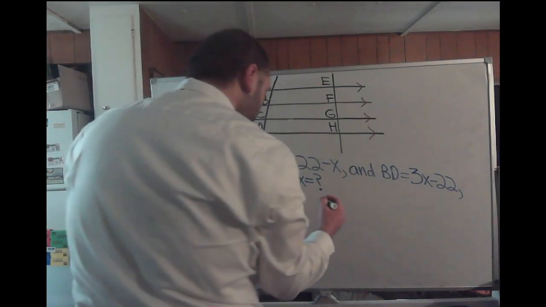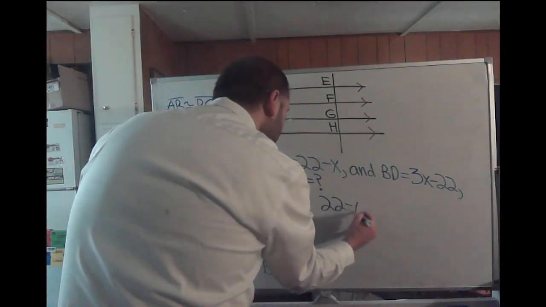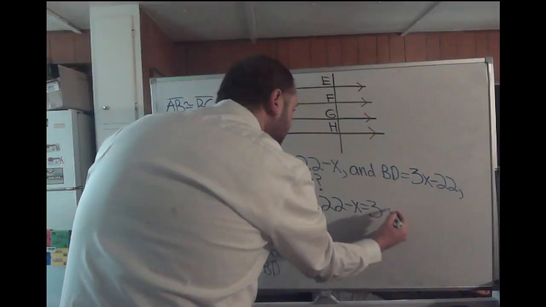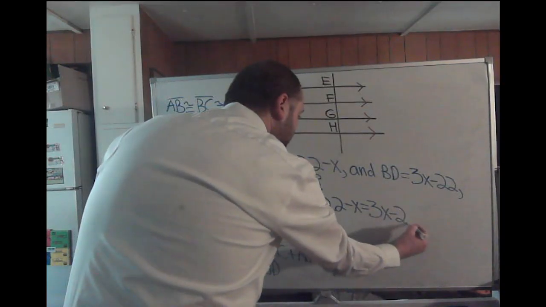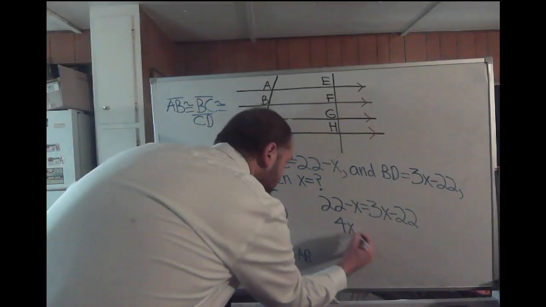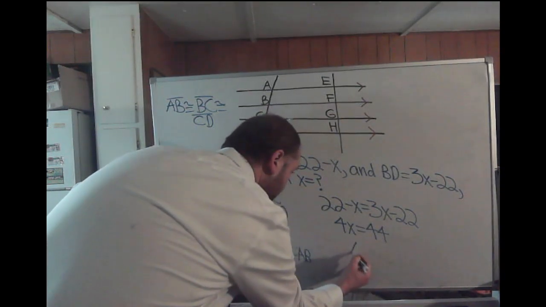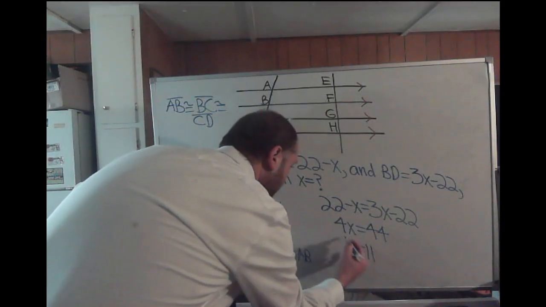So at this point, we can take that 22 minus x, set that equal to 3x minus 22, which would end up giving you 4x equals 44, which would then give you that x equals 11.